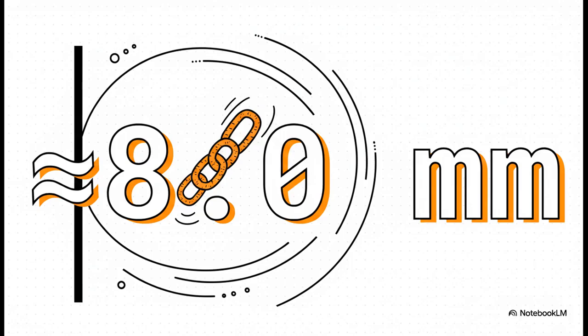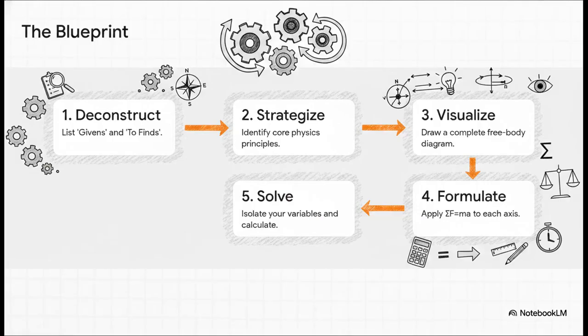I mean, think about that for a second. That thing is spinning really fast, but in a teeny tiny little circle. Look, the final numbers are great, but they're not the real takeaway here. The real prize is this 5-step blueprint. Deconstruct, strategize, visualize, formulate, and solve. This isn't just for this one problem. This is a logical flow you can use to tackle almost any dynamics problem with a lot more confidence.